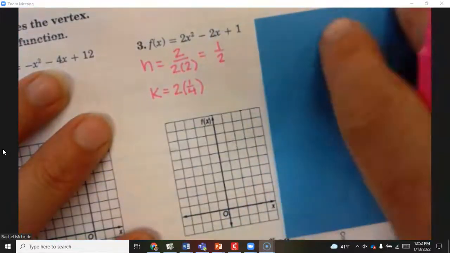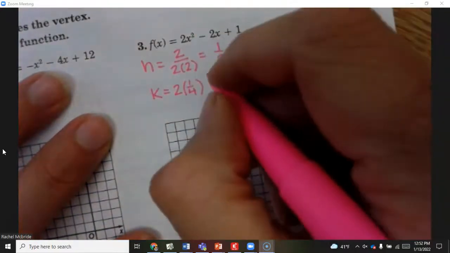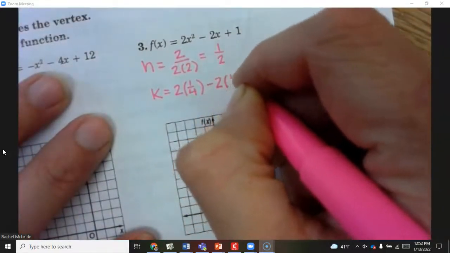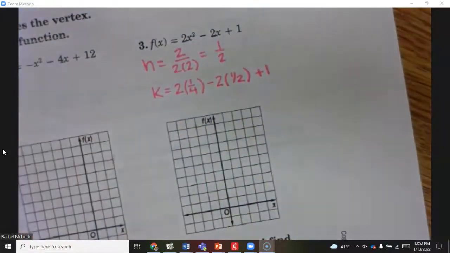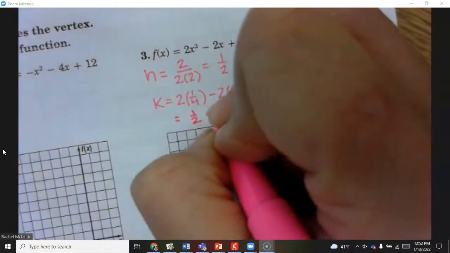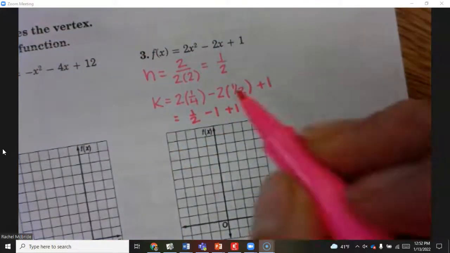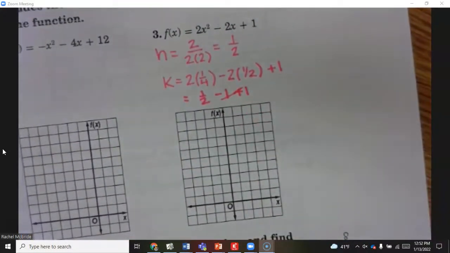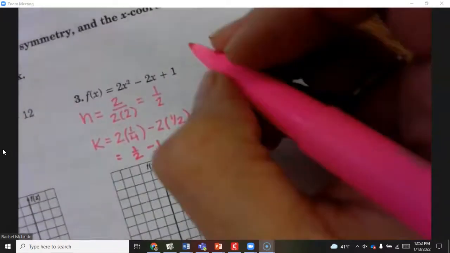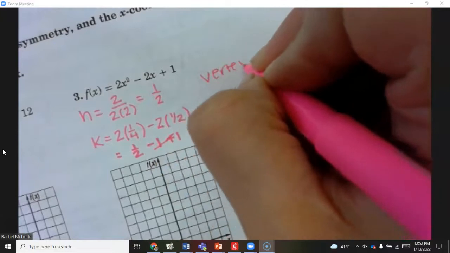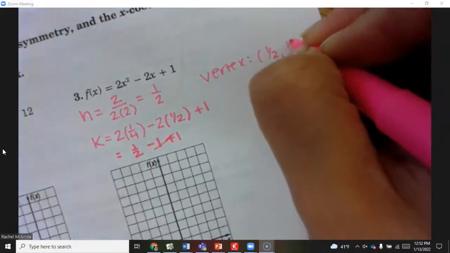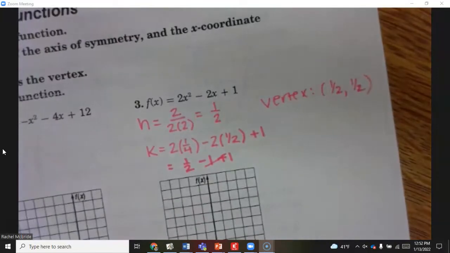So I get 2 times 1/2 squared, which is a 4th, minus 2 times 1/2 plus 1. So 2 times 1/2 gives me a 1. 2 times a 4th gives me 1/2. So this is 1/2 minus 1 plus 1. So my positive and negative ones cancel, which means that my vertex is at 1/2, 1/2.